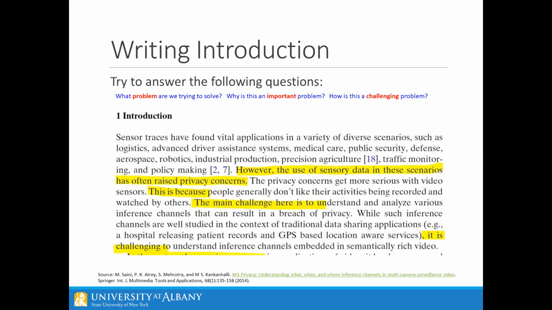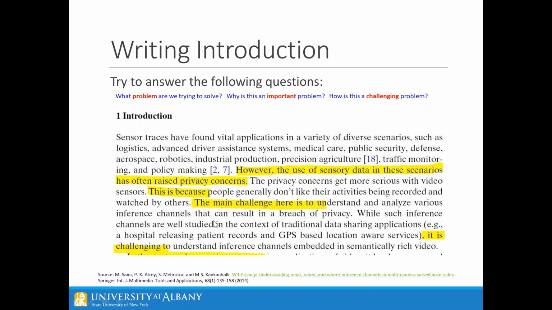So here in this paragraph, you see that we started with introduction. We are trying to introduce the problem. We are saying that sensor traces are found and so on, and then we mention however the use of sensor data in these scenarios often raised privacy concerns. So this is a privacy problem we are trying to solve, and we should then make certain statements on in what scenarios privacy concerns may be there.